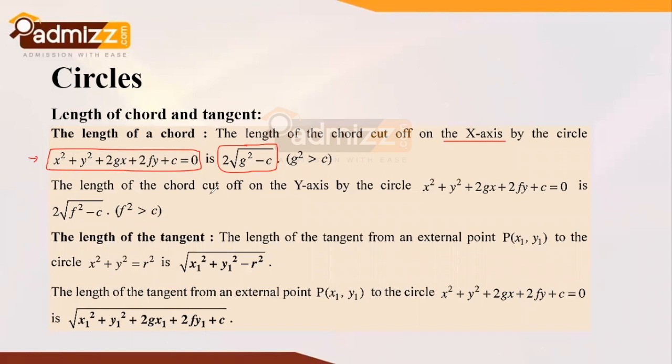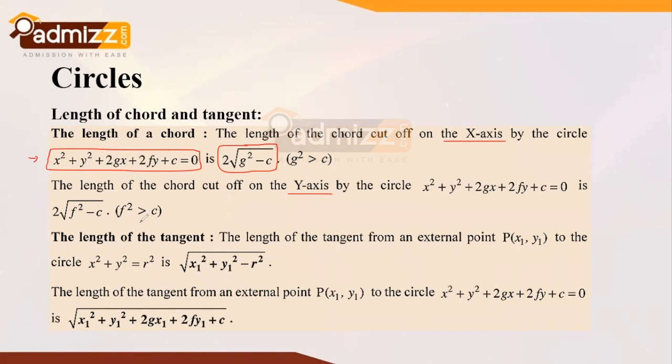And if it is to be found for the y axis, then it is 2 under root of f square minus c. Over here we are taking g square minus c, and over here we are taking f square minus c. This is the only key difference between both these things. We need to figure out whether the chord is cut off on the x axis or on the y axis, and accordingly we use the formula.